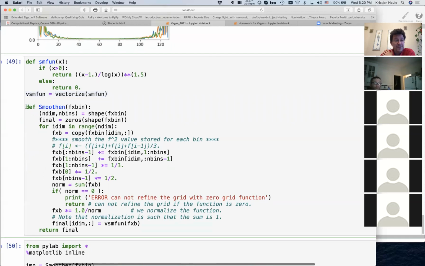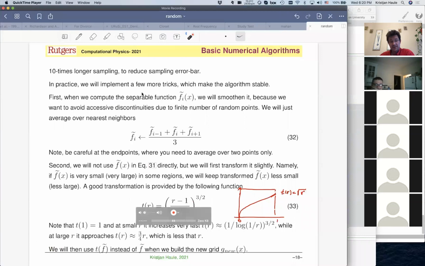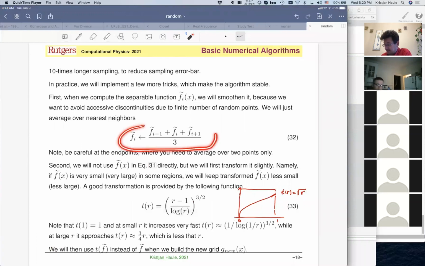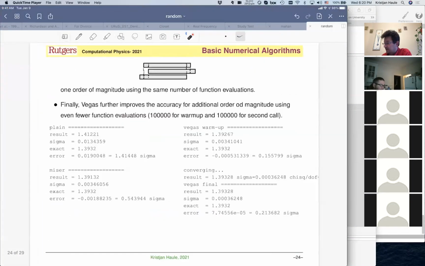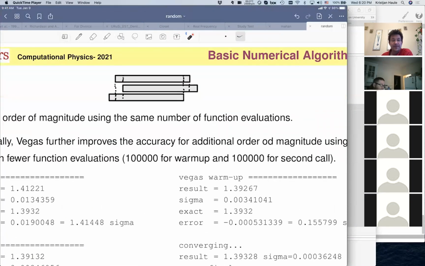And now, finally, this part here smoothens the function. I will probably need to go into details next time. But how does it do it? Well, it does it in the following way. Here I tried to sketch. This is the original array. And if you want to write that f_i is going to be f_(i-1) plus f_i plus f_(i+1), divided by 3.